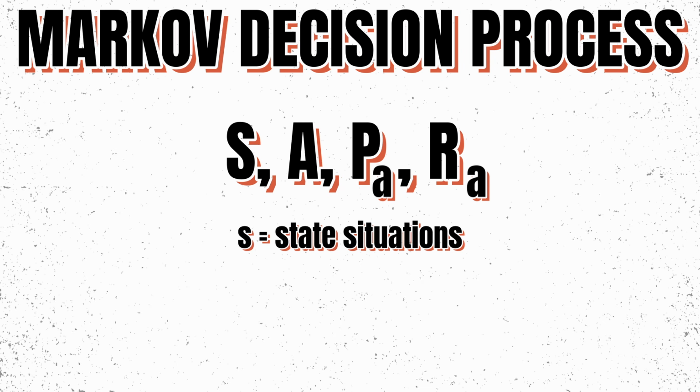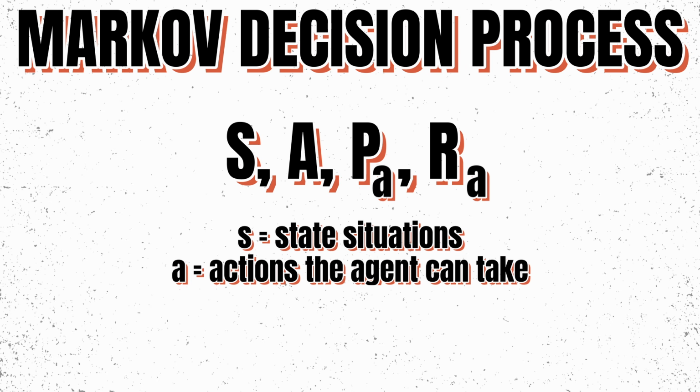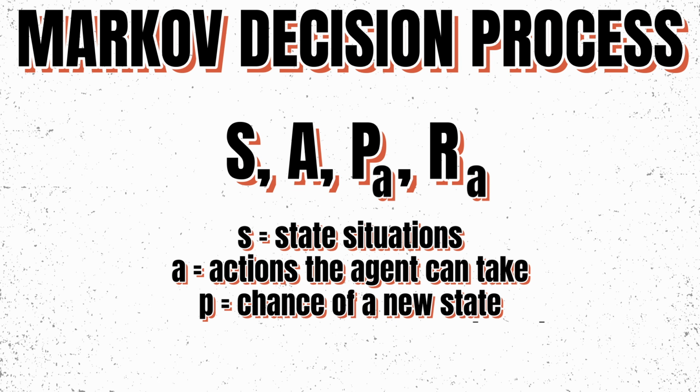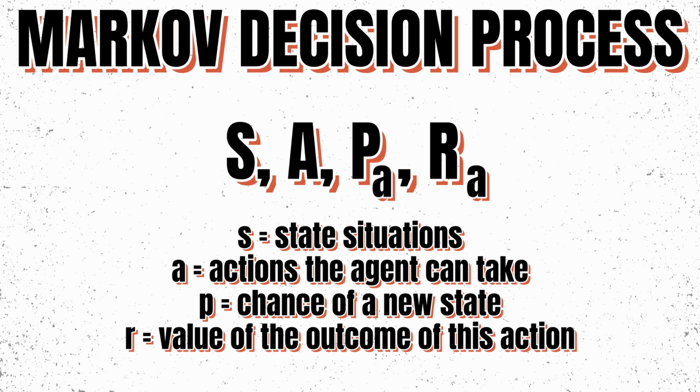S represents the state space, which is basically the possible situations that the agent can be in. The actions that this agent can take are rendered as A, which is all of the decisions that that agent can make within that environment. Now P represents the transition model, which is simply the probability of moving to a new state after a specific action is taken. And finally, the reward function is shown as R, and that assigns a number value for every outcome of that action.